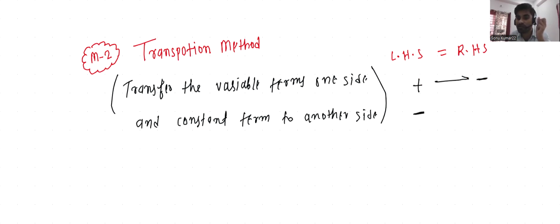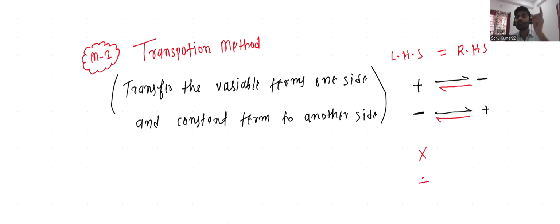Similarly, if a minus sign is on the right-hand side, when it comes back to the left-hand side, it becomes plus. If plus is on the right side, when it comes to the left-hand side, it becomes minus. The same thing applies in the case of multiplication and division.